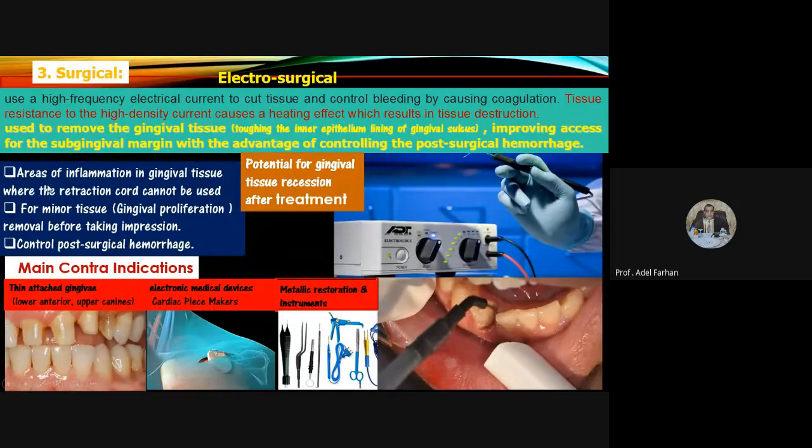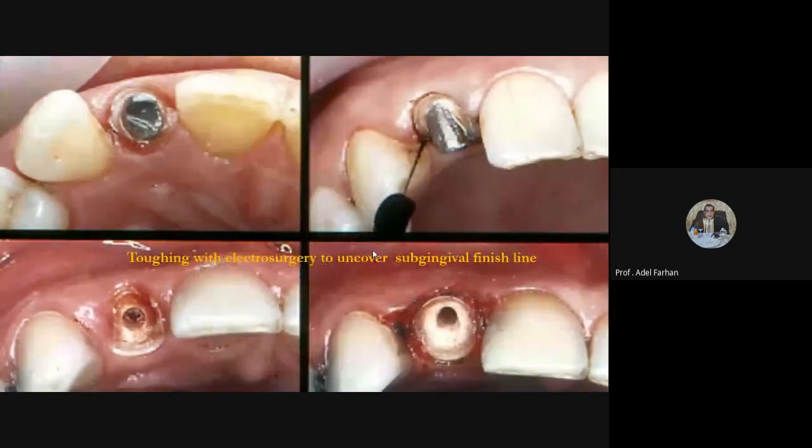It is indicated when we have an area of inflammation in the gingival tissue where the retraction cord cannot be used, for minor tissue removal and control of post-surgical hemorrhage. The main contraindications are when we have thin gingiva, when the patient has an electronic medical device, and with metallic restoration. Here the electrical current is converted to heat, which is the cutting process. This is the use of electrosurgery, as we see.